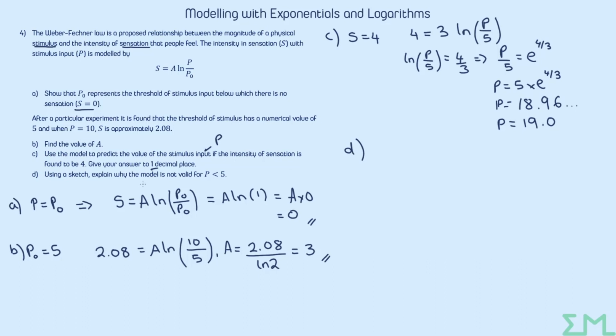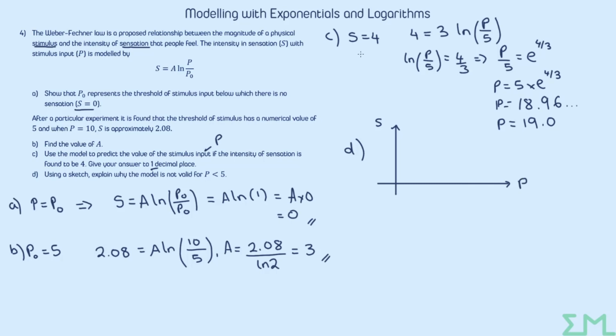Part D, using a sketch, explain why the model is not valid for P is less than 5. So we have no choice but to do a sketch here, because it doesn't say using the sketch or otherwise. So let's set this up. So this would be S against P.